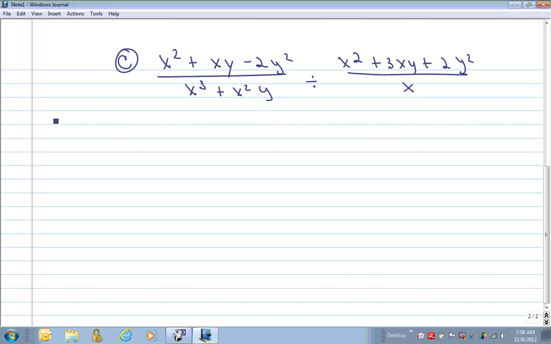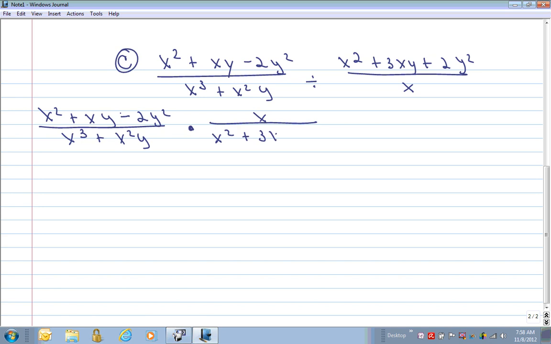So I'm going to rewrite my problem as x squared plus xy minus 2y squared over x cubed plus x squared y, and now I'm going to multiply by the reciprocal of that second term. So the x will move to the top, and the x squared plus 3xy plus 2y squared will move to the bottom. Now we're going to factor everything that we can, just like we have before.